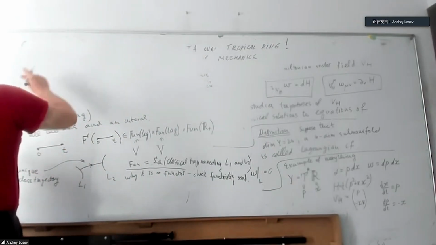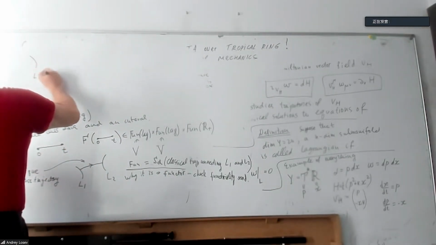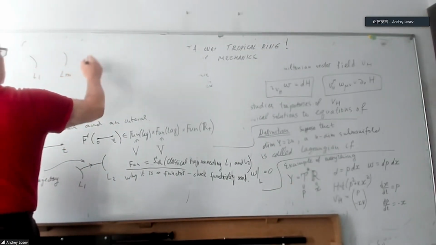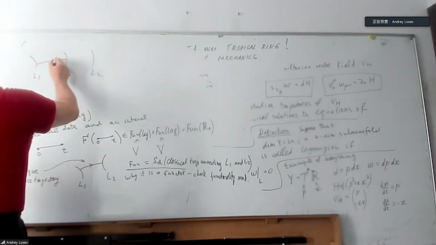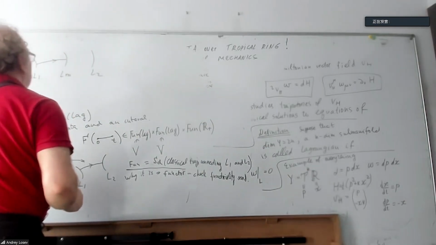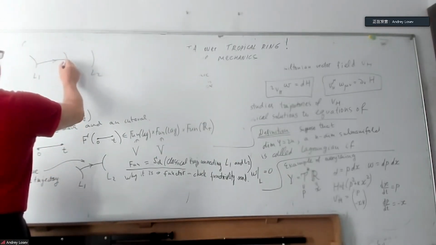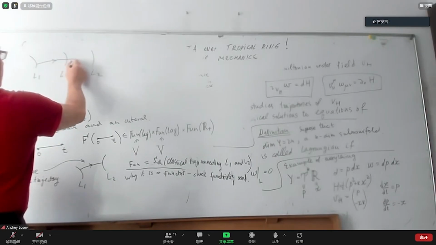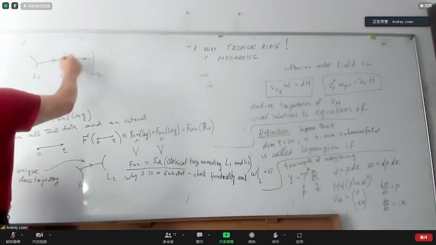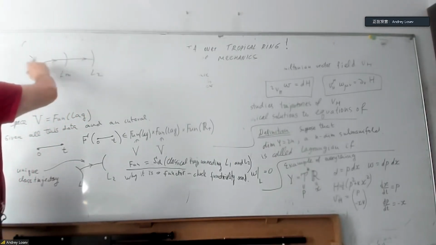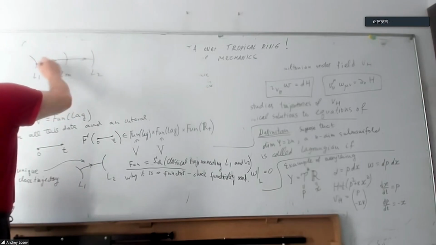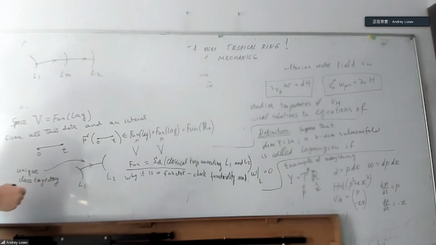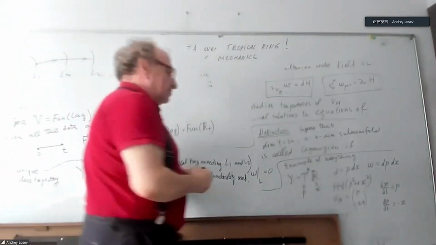However, it is easy. L1, L middle, L2. I have here a classical trajectory. I have here a classical trajectory. And then the classical trajectory that goes from L1 to L2 is a union of these two classical trajectories.